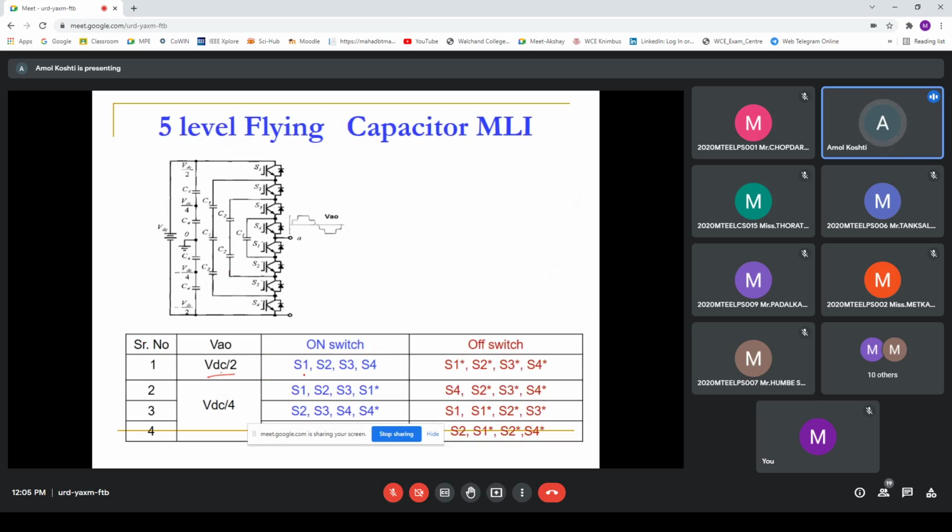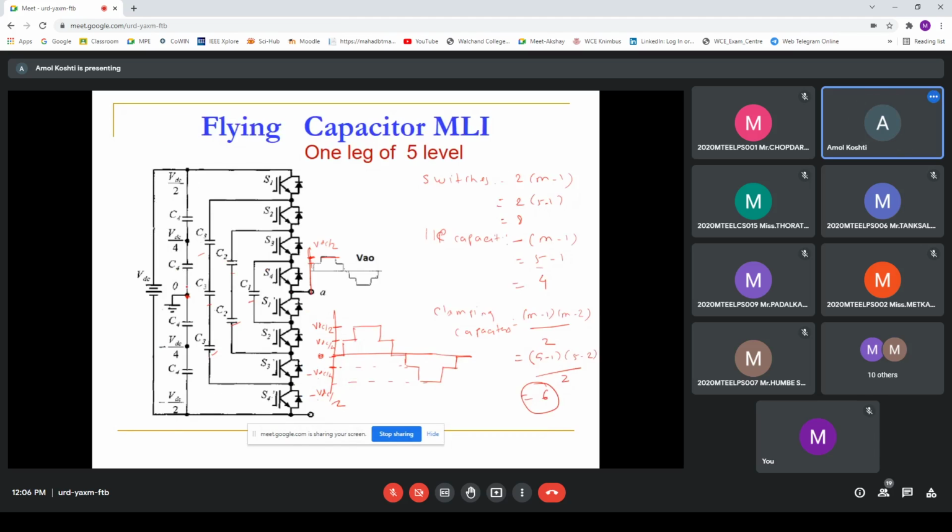Again, to produce VDC by 2, we have to turn on all upper switches and turn off all lower switches. To produce VDC by 2, across every capacitor we have VDC by 4. Here we have VDC by 4, here VDC by 4, here also VDC by 4. Why VDC by 4? Because all the capacitors are of the same rating, so the input voltage is divided equally amongst these 4 capacitors. Now to get VDC by 2, we have to turn on S1, S2, S3, S4.